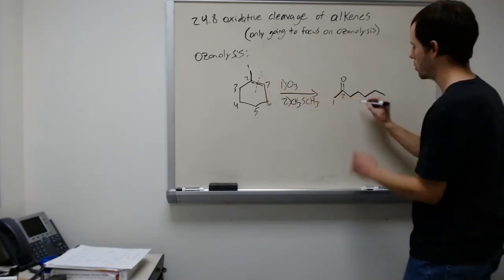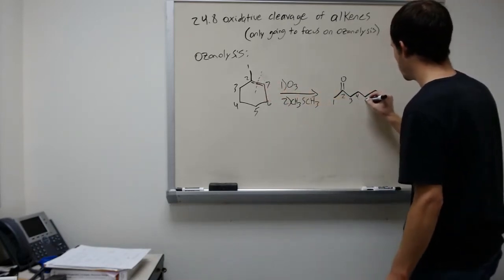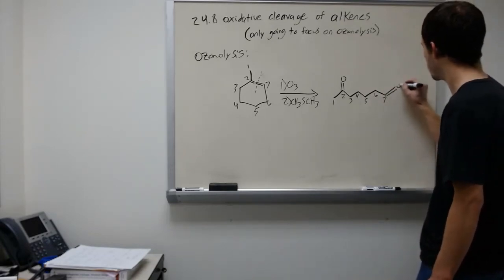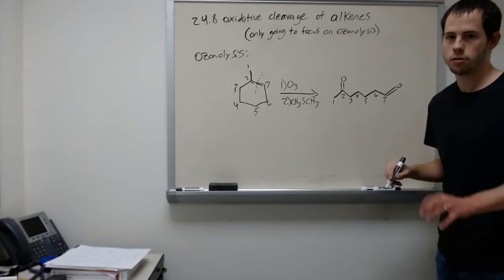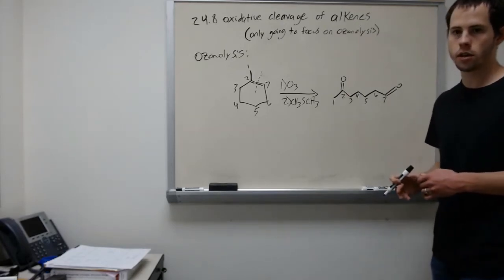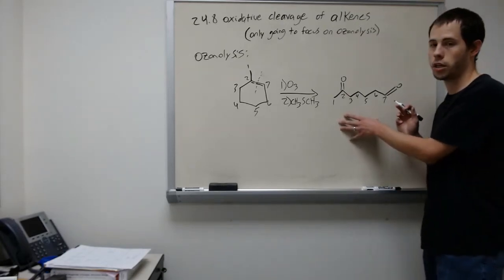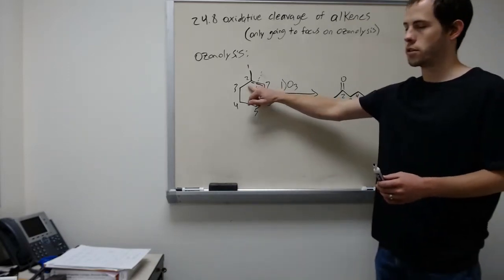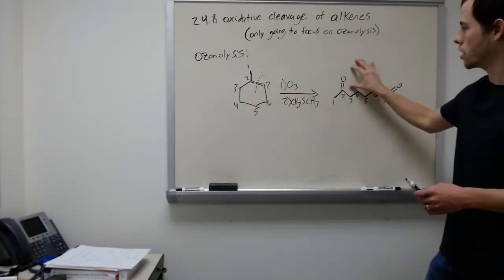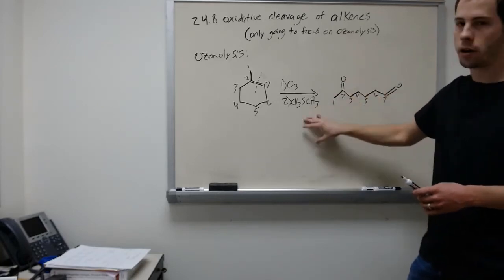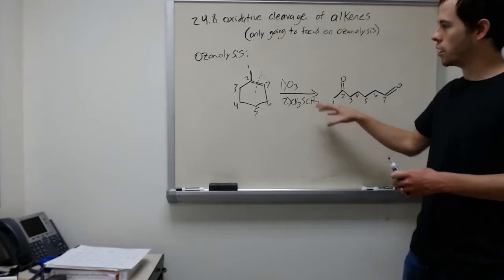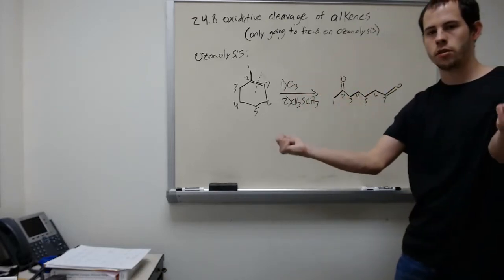So 1, 2, 3, 4, 5, 6, 7, and we have our aldehyde. And so again, make sure you're counting your carbons so you don't have too many or not enough. And again, when you have a tri-substituted double bond, a ketone is your only outcome no matter whether you use a reducing agent or oxidizing agent. And in the ring, it rips it apart to give us a straight chain.